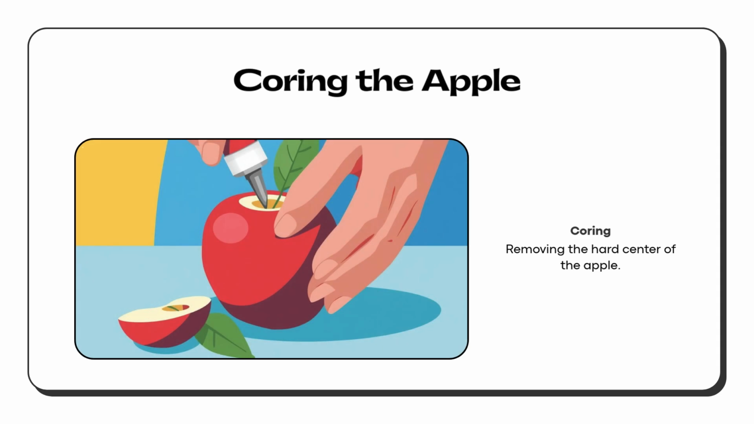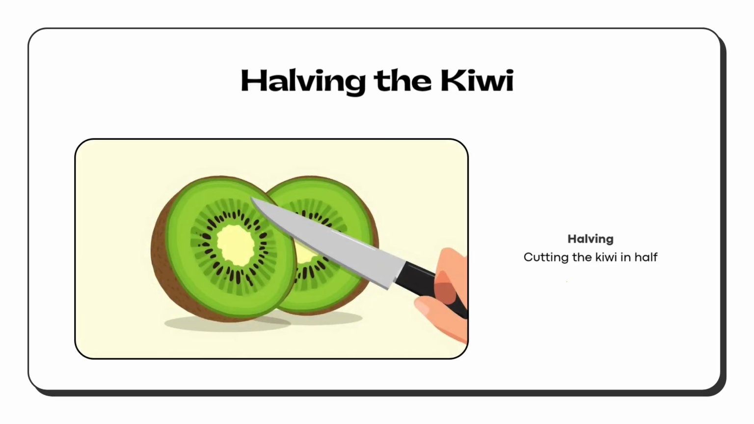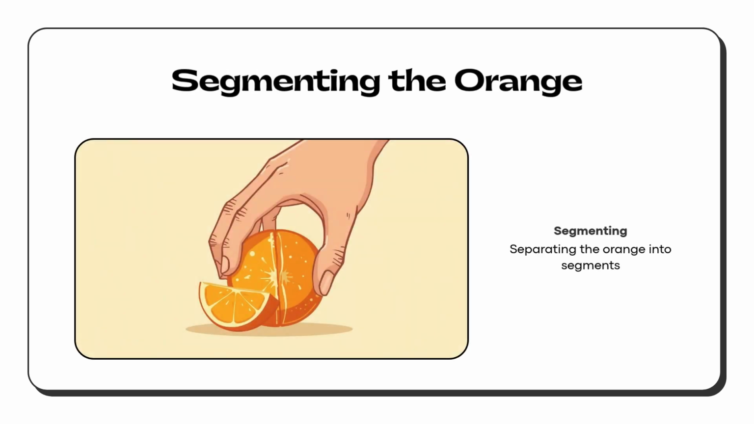This action is called coring the apple. Coring means removing the hard center of the apple. This action is called halving the kiwi. Halving means cutting the kiwi into 2 equal parts. This action is called segmenting the orange. Segmenting means separating the orange into segments.